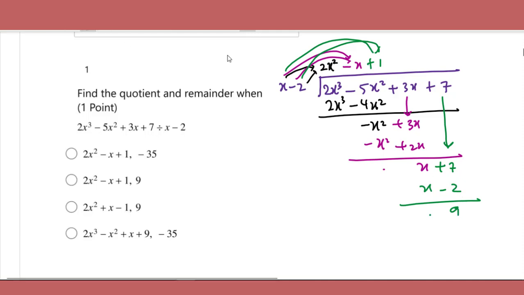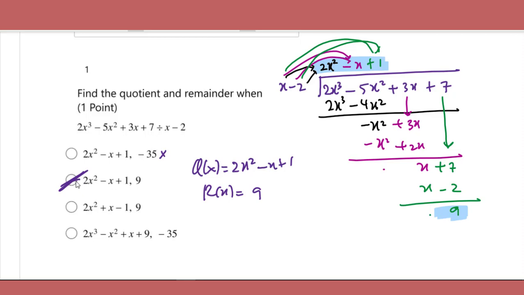So this is the quotient, 2x squared minus x plus 1. The remainder is equal to 9. This is the remainder. So the answer is 2x squared minus x plus 1, remainder 9. Answer is here. Okay, settle.